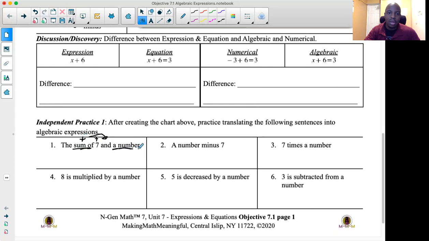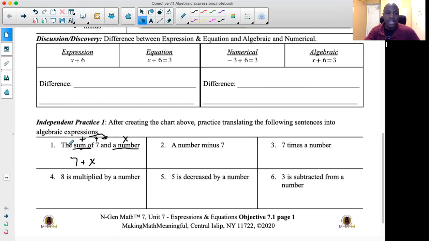Now, a number is a fancy way of saying a variable. In this case, let's just use the letter X. So we're saying 7 plus a number, which in this case represents X. It can represent N, it can be Z, you can use whatever letter you like. I'm just using the letter X. So when I write this expression, because these are expressions, it's going to look like this: 7 plus X. And that's what this expression is.